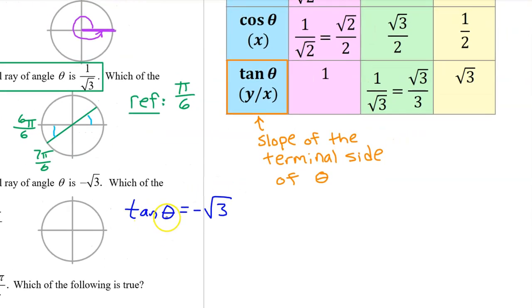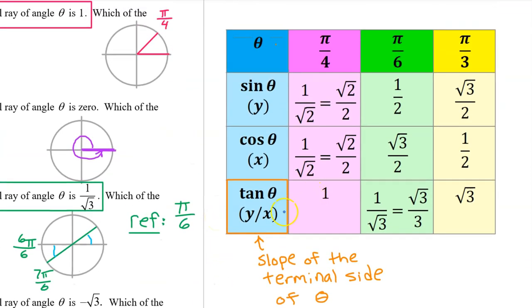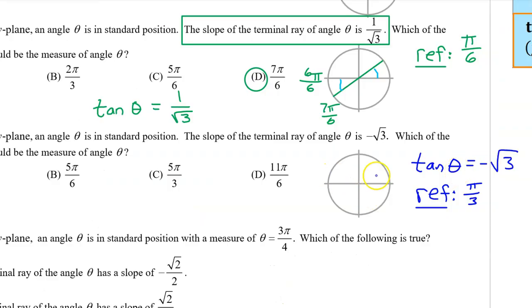The tangent of what angle is equal to radical 3? Well, we have memorized that the tangent of pi over 3 is radical 3. So pi over 3 is the reference angle. There is an angle with a reference angle of pi over 3 in every quadrant, but this time I'm only going to draw the two angles that have a terminal side with a negative slope. We want the tangent to equal negative radical 3, so the slope has to be negative.